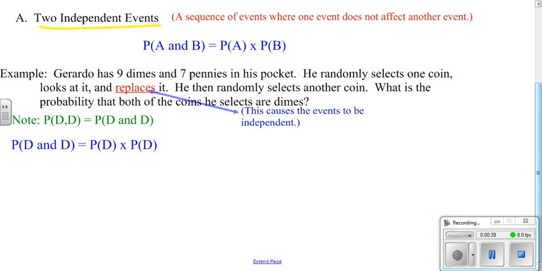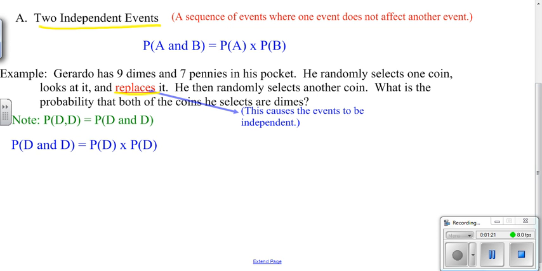So, let's look at the example. I'll show you what it means. Gerardo has 9 dimes and 7 pennies in his pocket. He randomly selects one coin, looks at it, and replaces it. Because he replaces it in his pocket, that makes it independent, because he's not actually changing the outcome of his next draw. He still has just as much chance to draw the same coin again next time. Now that he has replaced it into his pocket, he then randomly selects another coin. What is the probability that both of the coins he selects are dimes?